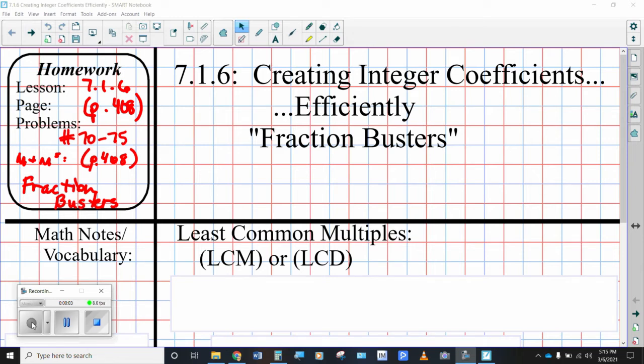Alrighty, let's take a look at lesson 7.1.6, which some people might consider to be 7.1.5 part 2. This is where we start really getting into the benefits of using strategies to change our fraction and decimal coefficients into integers. And we are going to use this process called fraction busters to get the job done.